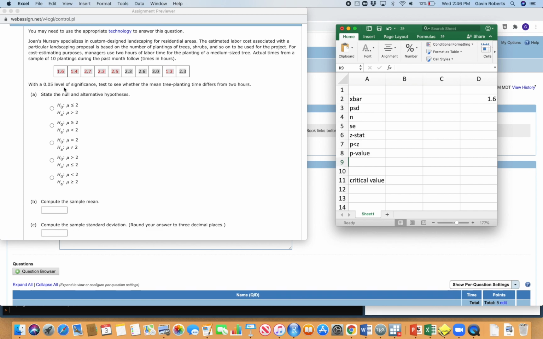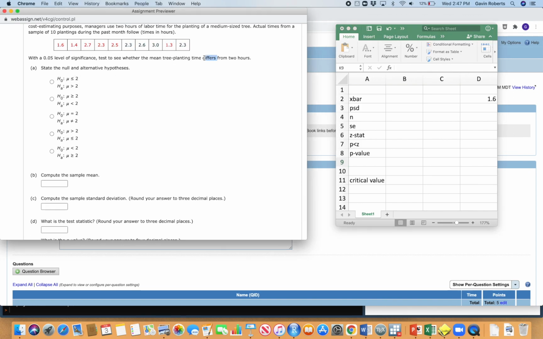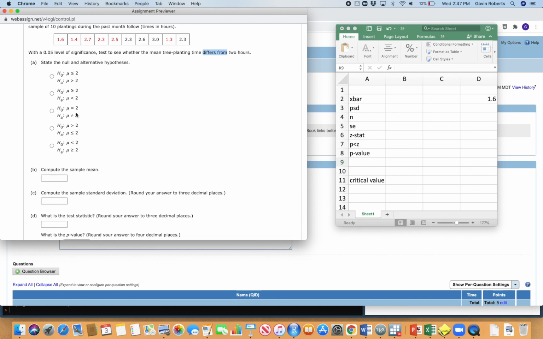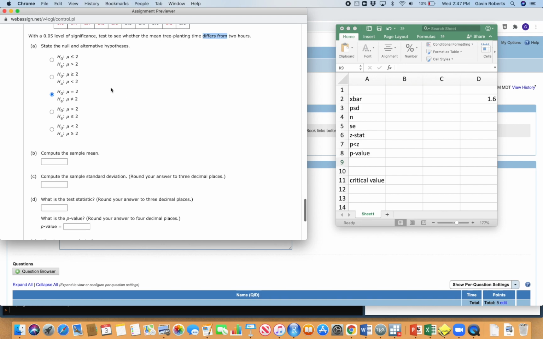With a 0.05 level of significance, alpha equals 0.05 is what that says. Test to see whether the mean tree planting time differs from 2 hours. State the null and alternative hypothesis. Differs from. Ooh, we're doing another two-tail. I think that one, right? Null equals, alternative does not equal, 2 hours. Yeah, those are the only ones I even see with equals and not equals, right?